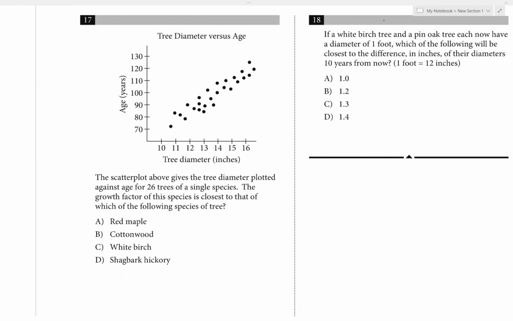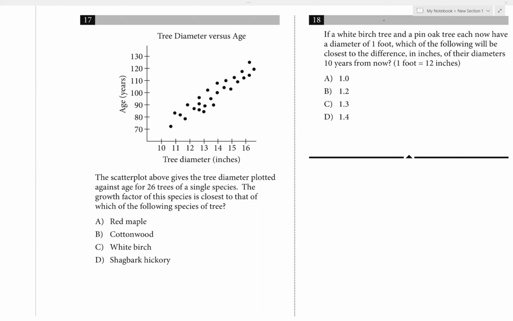All right, question 17. The scatter plot gives the tree diameter plotted against age for 26 trees of a single species. The growth factor of the species is closer to that of which of the following species of tree?